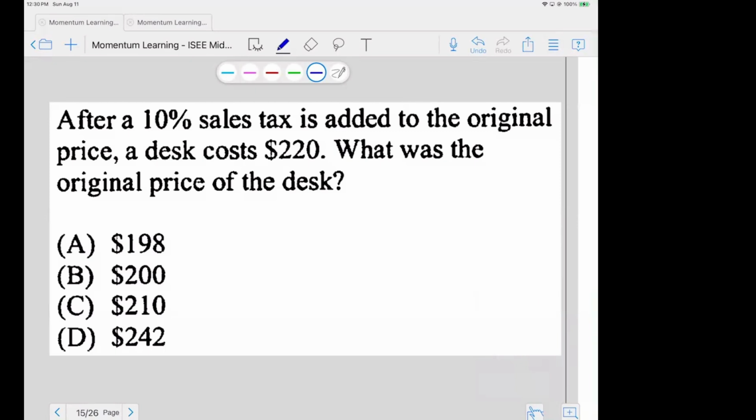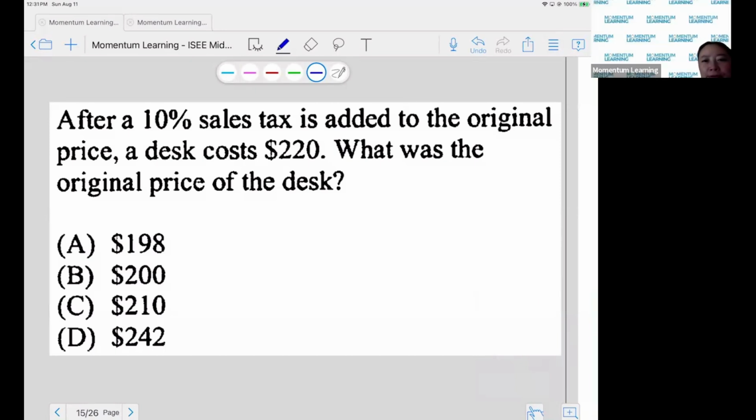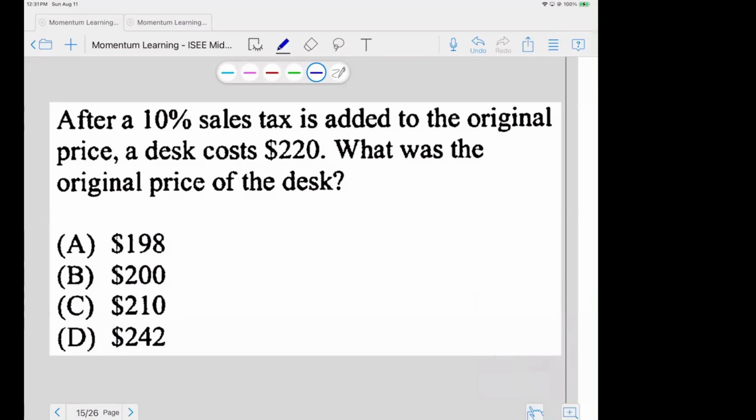So what is your fast way? The price would be double of 100 dollars, which is 200. And you could also do it like this: you could just take 220 and see what times what plus 10% would be that.